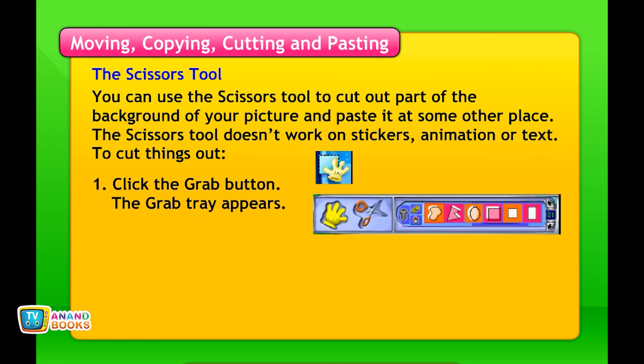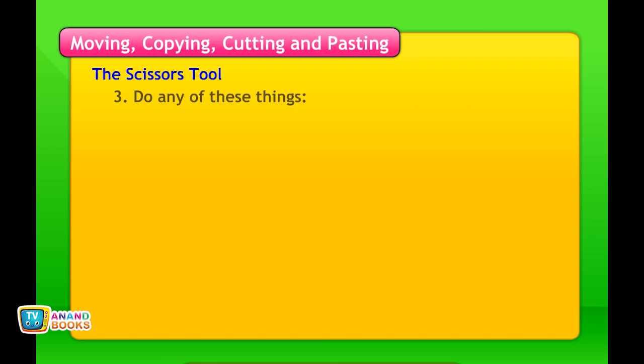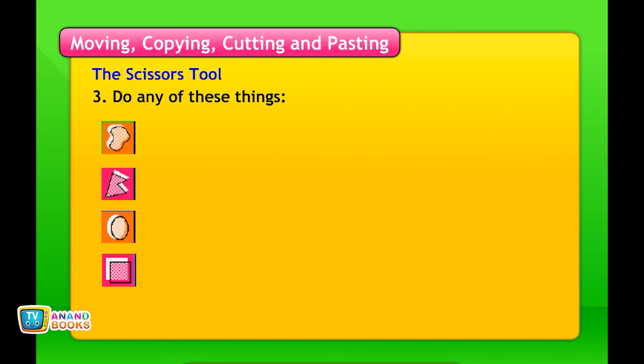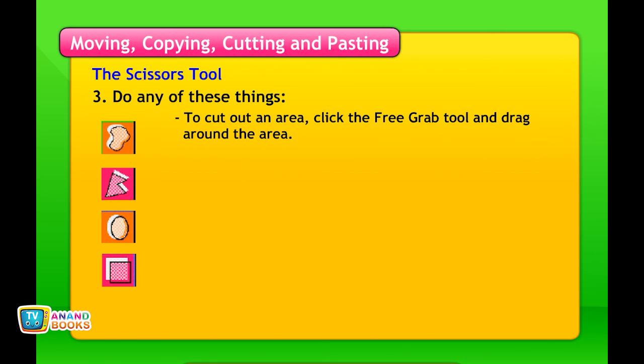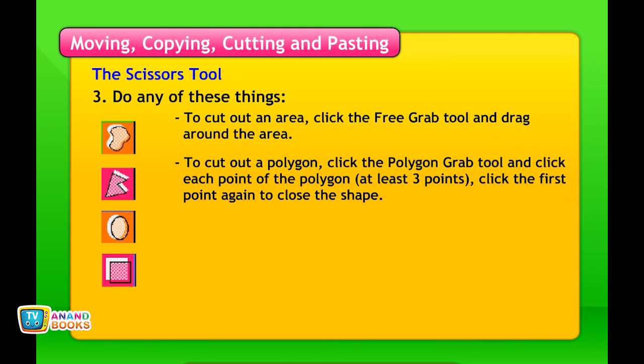The grab tray appears. 2. Click the scissors button. 3. Do any of these things. To cut out an area, click the free grab tool and drag around the area. To cut out a polygon, click the polygon grab tool and click each point of the polygon, at least 3 points. Click the first point again to close the shape.